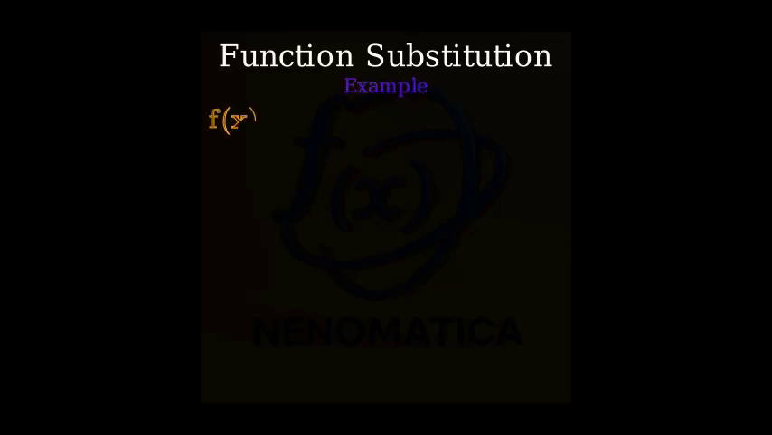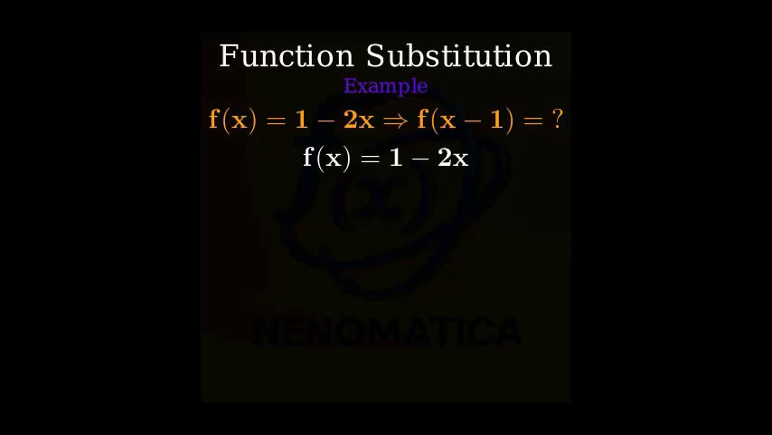Let's start with our first example. We have a function f of x equals 1 minus 2x, and we want to find f of x minus 1. To solve this problem, we need to substitute x minus 1 into the function f of x.